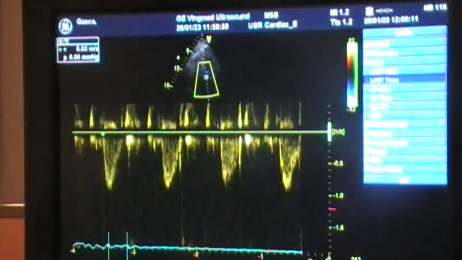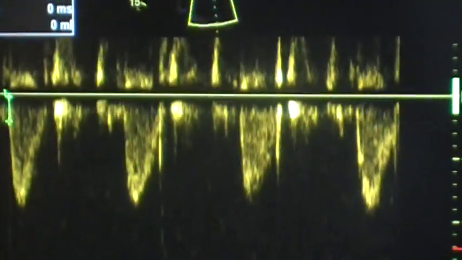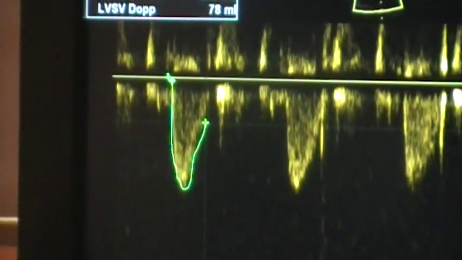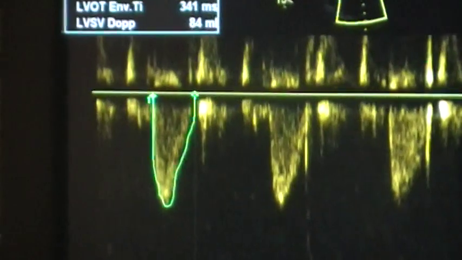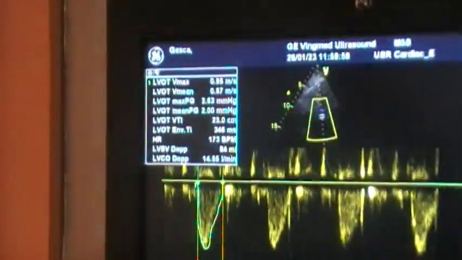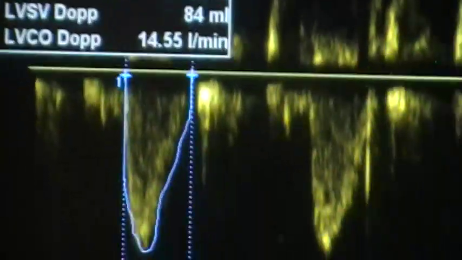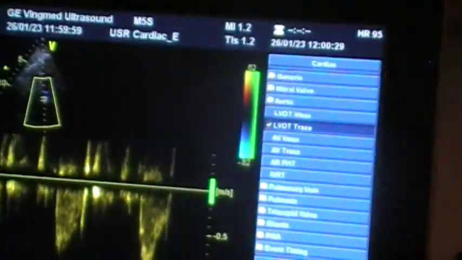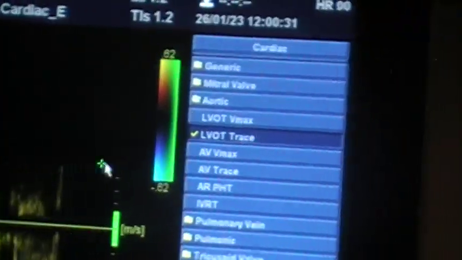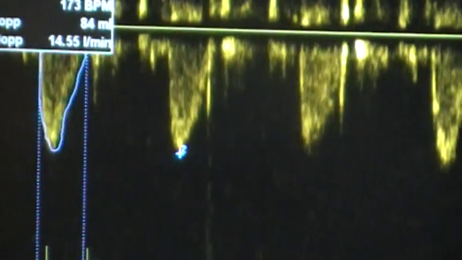You're going to start right at the baseline and just trace your valve flow there, and go back up to the baseline. So this is LVOT trace. This is more accurate for aortic stenosis. You can do just a VMAX. We'll go ahead and do one just to kind of show you what it looks like. It would just be the peak flow there. That's not as accurate, but a lot of places that's all they do unless they see stenosis.